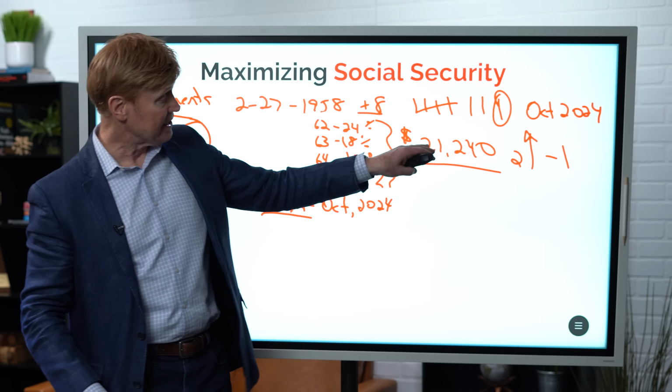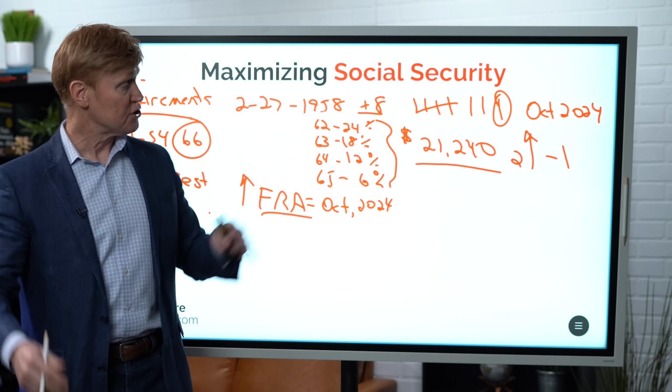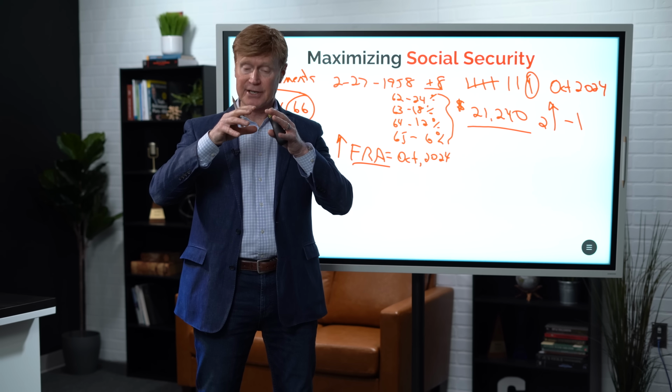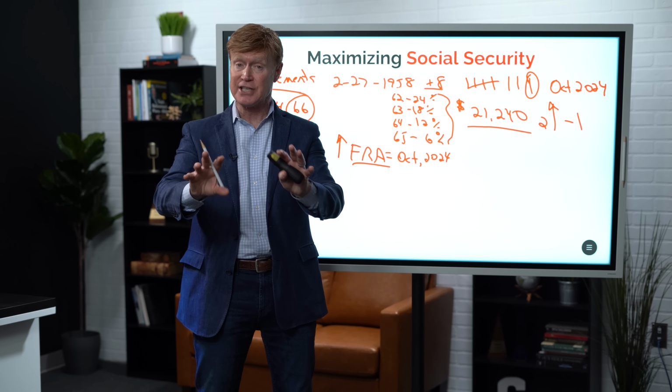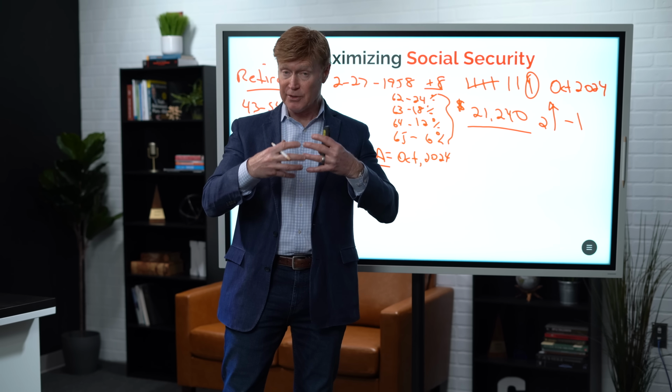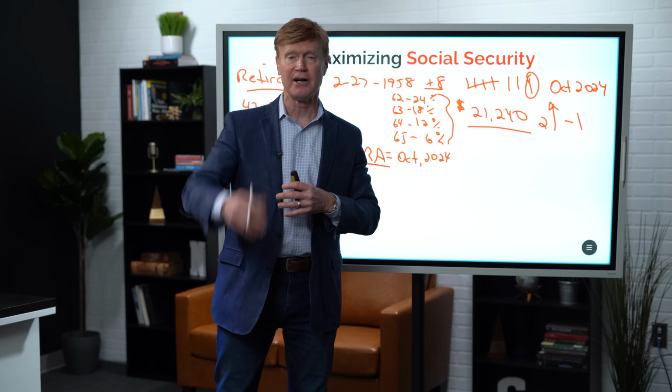So let's keep it simple. Let's say I make $4,000 above that. So I'm at $25,240, so I'm $4,000 above. They're going to take out $2,000 of my Social Security checks. That means they withhold $2,000 of the Social Security checks, and then once they've withheld that penalty amount, they turn on my Social Security.